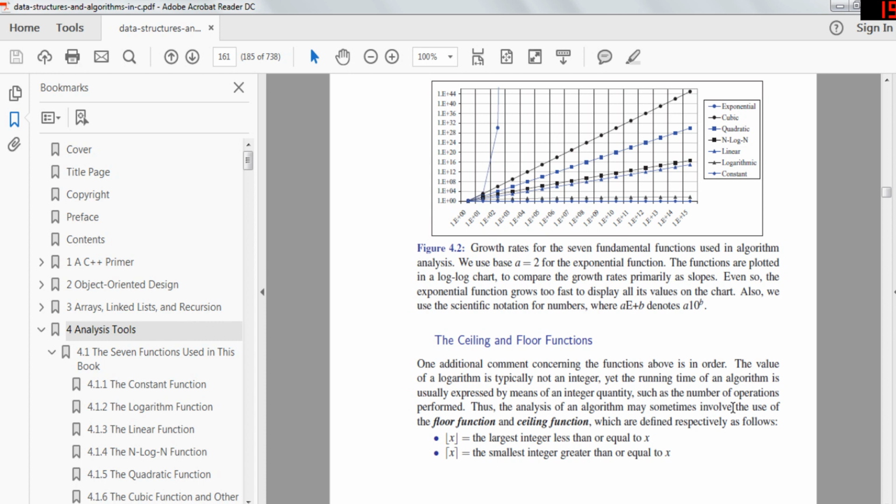The ceiling is the smallest integer greater than or equal to x. So remember, for 3.14, the smallest integer greater than or equal to x is 4. So you're rounding upward. Ceiling is the smallest integer greater than or equal to x, which is rounding upwards. Floor function is the largest integer less than or equal to x, which is rounding downwards. That's just a way to remember it better: rounding down, rounding up, with squiggly marks on the bottom for floor and squiggly marks on the top for ceiling.